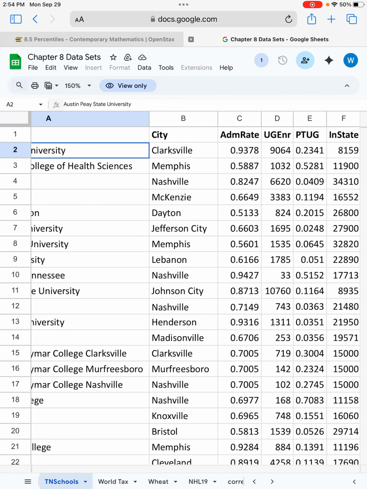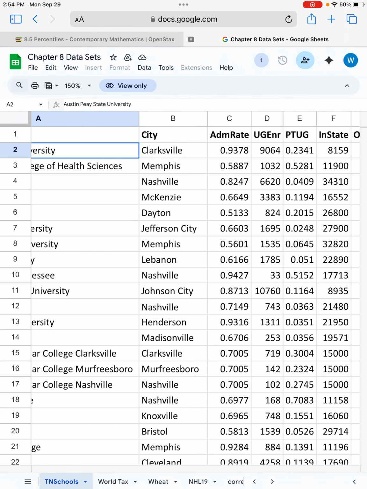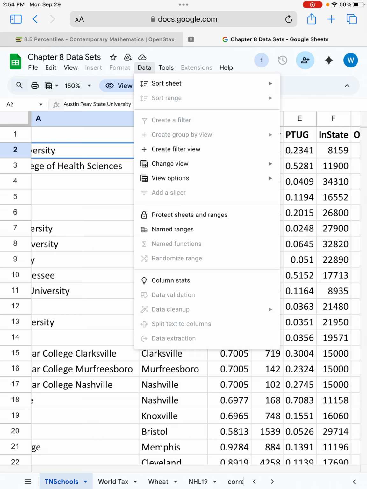So as I look at this data, admission rate is that first column. Admission rate is there at the C column, and it is not in order. It is most likely in order by name of the college in Tennessee. So whenever we want to organize our data, we can come up to here and click data, one of the top headers there.